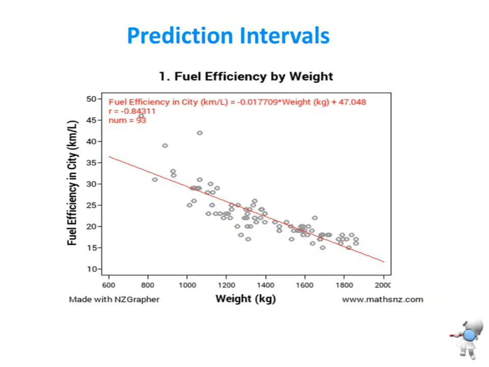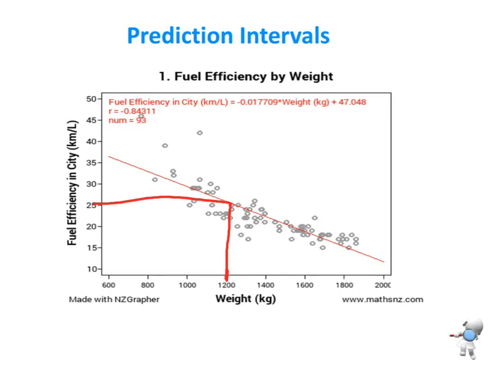Now I can extend these prediction values. When I predicted before, I said for a car that weighed 1,200 kilograms, we substituted into the equation and found the corresponding value of 25 point something kilometres per litre. Now that is giving me a specific value.